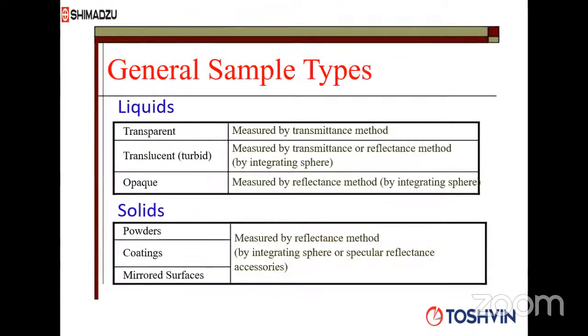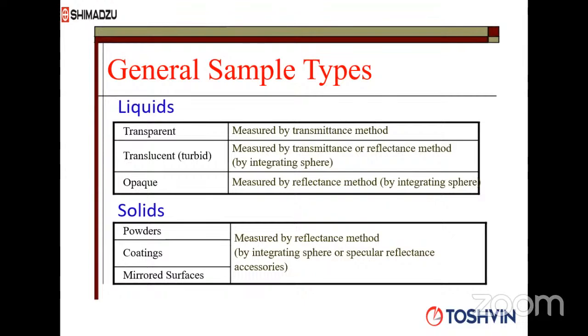And coming to general types of samples, liquid samples and solid samples only can be analyzed by UV, not gas samples. Gas samples can be analyzed by FTIR also. FTIR can analyze all the three, gas, liquid, and solid. But UV can analyze only liquids and solids.